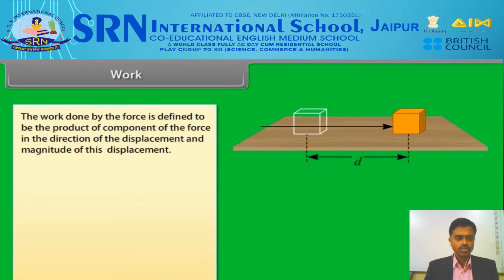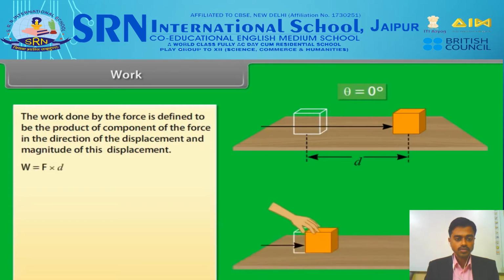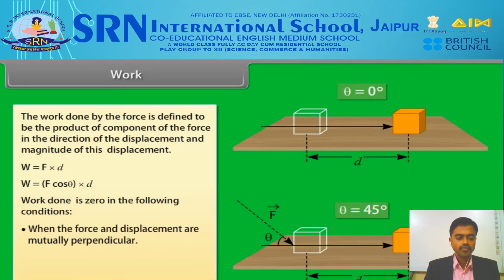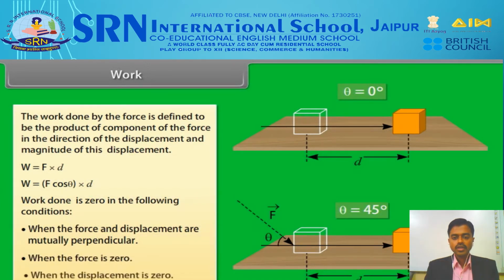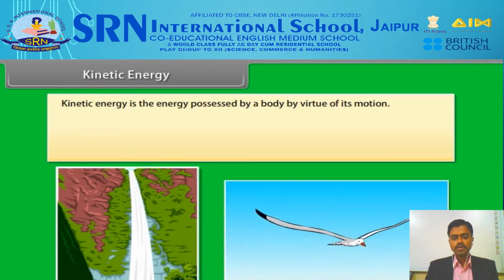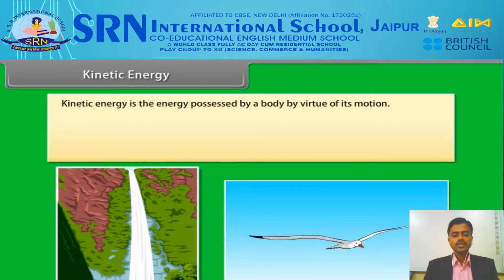According to the definition of work, the work by a force is defined as the product of the component of force in the direction of displacement and the magnitude of this displacement. So work done can be represented as force into displacement, and with the horizontal component of force, that is F cos theta into displacement. In these two images we have the force applied to displace the object either at angle 0 degree to the displacement or angle 45 or any other angle with the displacement.